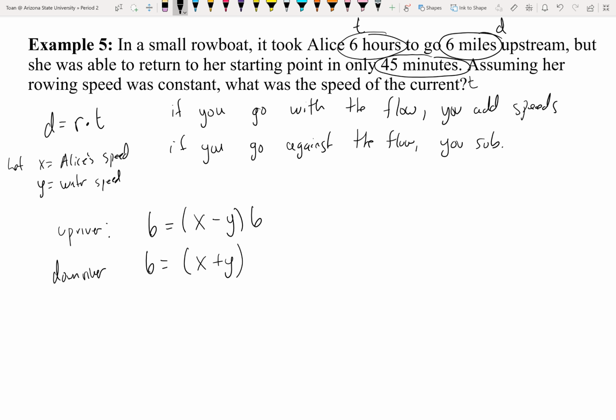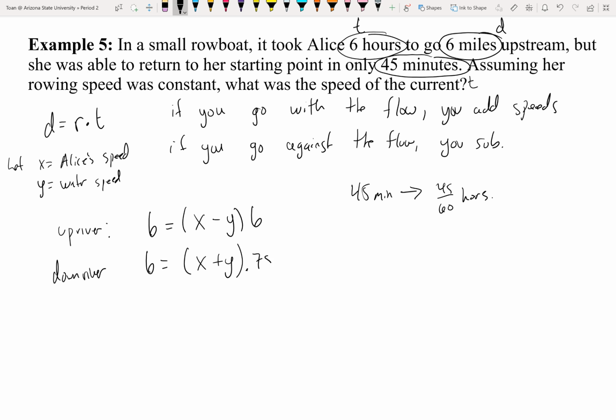45 minutes. A common mistake students make is they would put a 45 here. It's not going to be 0.45 either. You have to make sure your units are consistent. So if this 6 is in hours, we need to convert 45 minutes into an hour. So how many minutes are there to an hour? 60. So it's 45 over 60 hours. Fractions? I would use a decimal. 45 divided by 60 is 0.75.